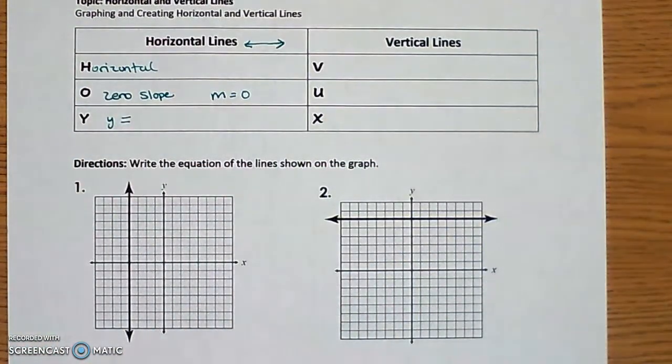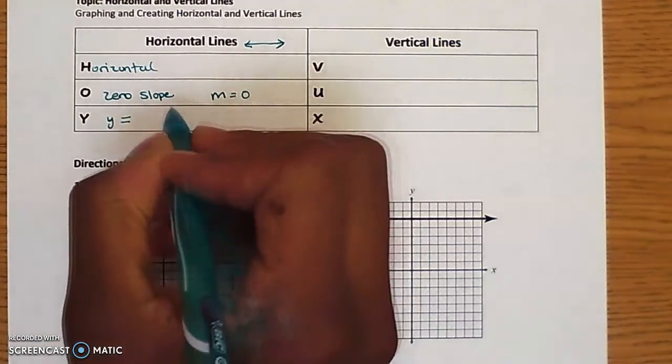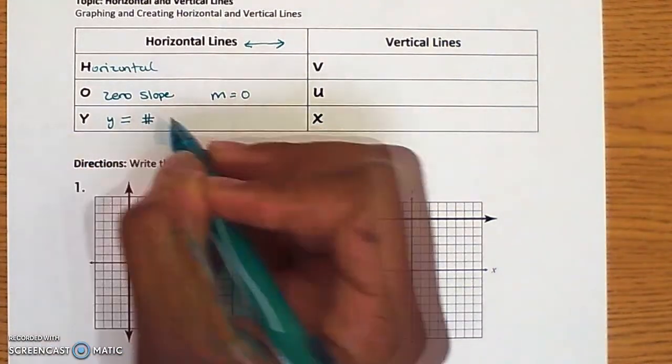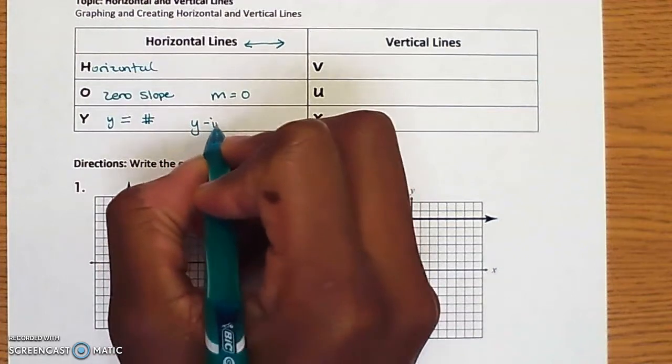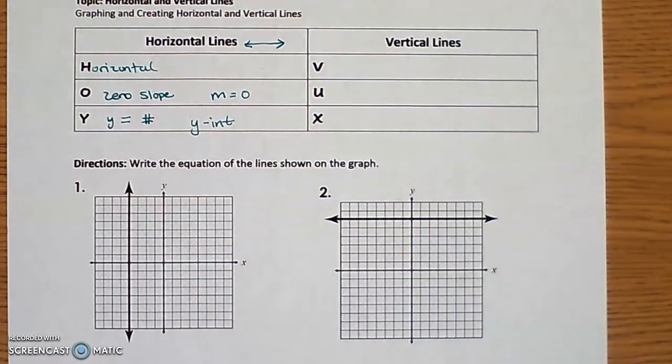Anytime we're talking about a horizontal line, the slope is going to be 0, and the equation is going to be something like y equals some number. Particularly, that number is your y-intercept. So hoi: horizontal, 0 slope, and y equals whatever your y-intercept is.